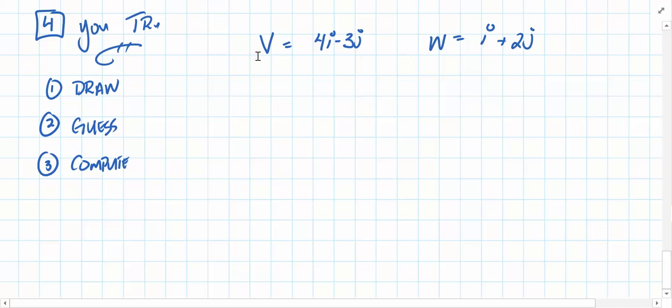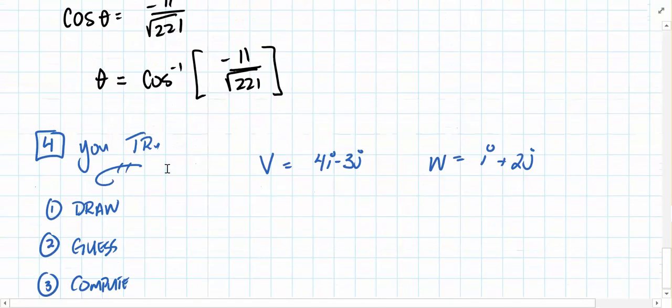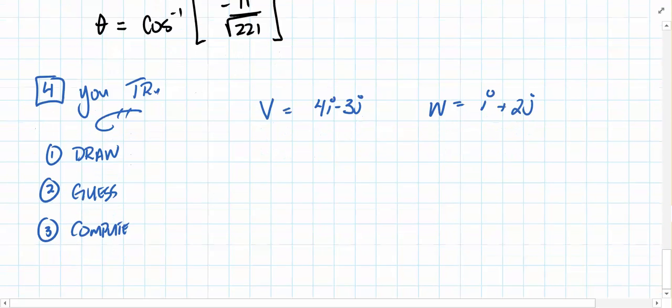All right, so here's your two vectors. I want you to draw those two vectors in the coordinate plane, make a guess as to what you think that angle is, and then compute the angle. And remember that this formula right here will always give you the smaller of the two angles. Okay? That's what I'd like you to do right now in your table groups.